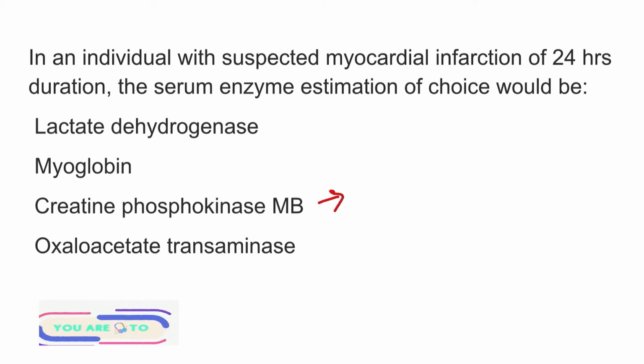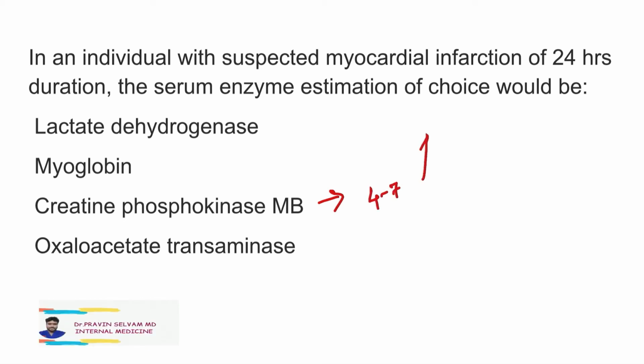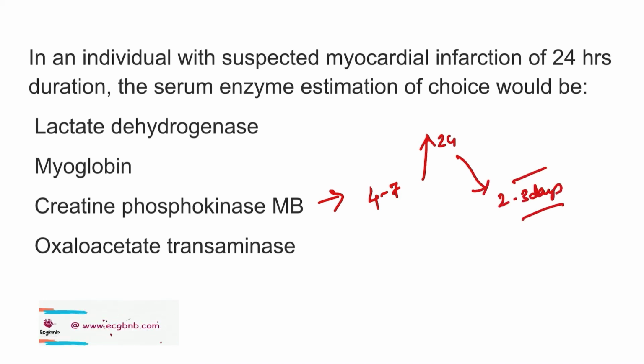However, CPK will get elevated after 4 to 7 hours, will peak by 24 hours, and it will fall after 2 to 3 days. That is why this is a wonderful biochemical marker even for reinfarctions.